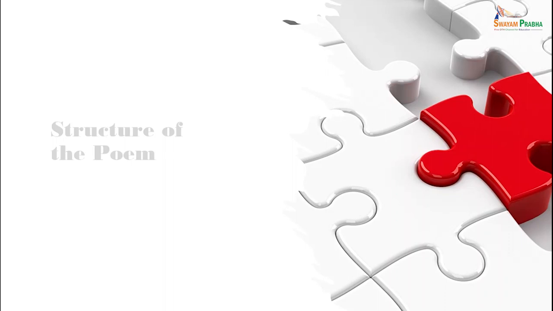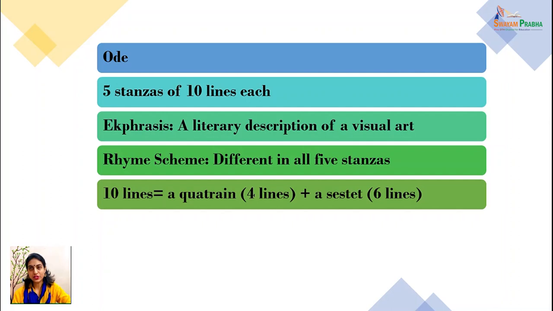Now, let us discuss the structure of the poem. This 50-line ode is an ekphrasis. An ekphrasis is a literary description of a visual art. So, we can call it ekphrastic poetry. This type of writing was also a Hellenistic invention. And here, the urn is being described by the poet very vividly with all its details.